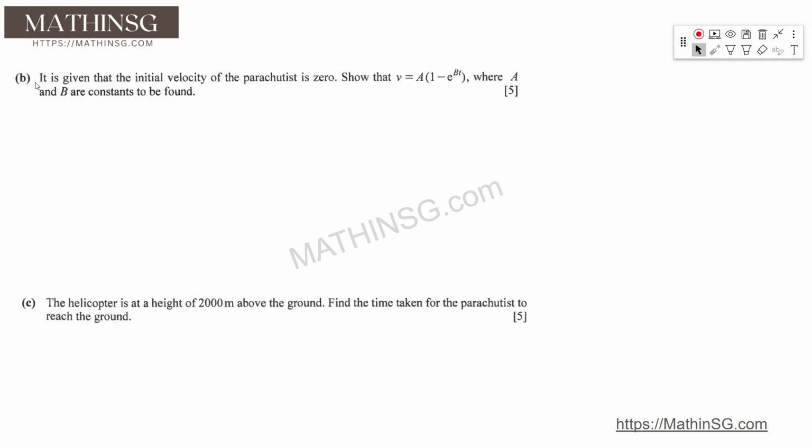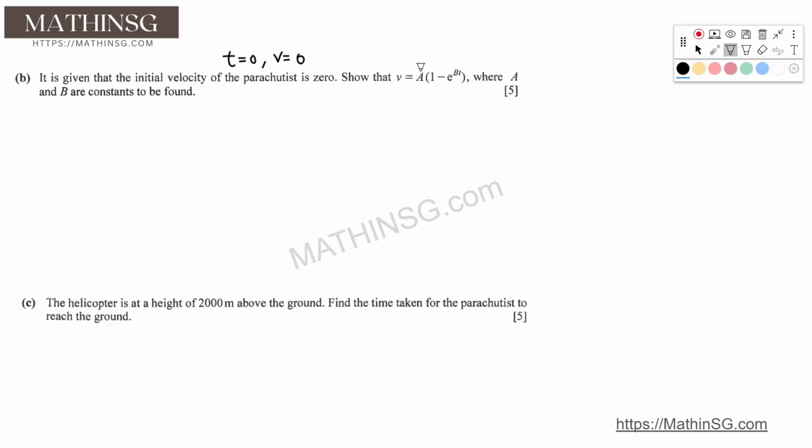Next, let's move on to part B. It is given that the initial velocity of the parachutist is 0. In other words, it's telling us when t is 0, v is 0. Why do we need it? Because later on, we will have some arbitrary constants. We need to sub it in to find the value of the arbitrary constant for the differential equation.